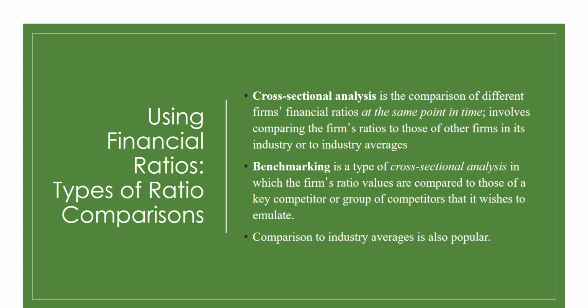Now, cross-sectional analysis is looking at the same point in time and comparing yourself to other companies. Benchmarking is a type of cross-sectional analysis. So benchmarking is cross-sectional analysis, it's just a specific type. Benchmarking is where you use cross-sectional analysis to compare your company to its closest competitors. So you're looking at how well your company is doing relative to its target or its closest competitor. But it's also popular to compare to industry average.